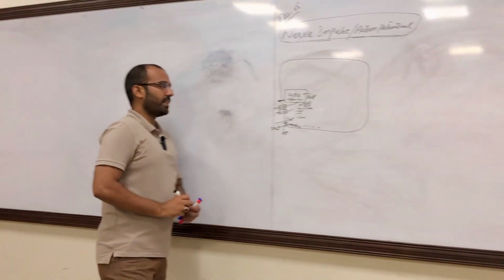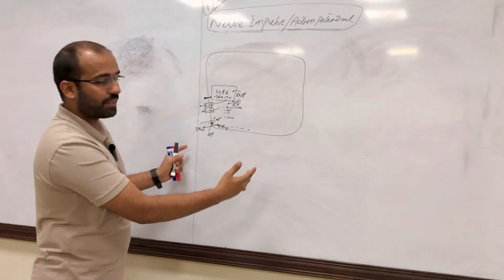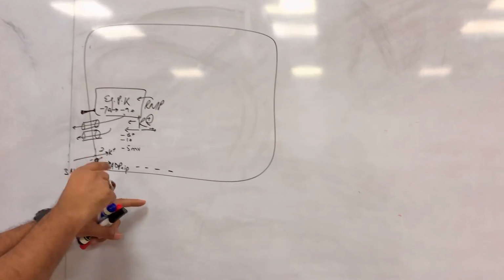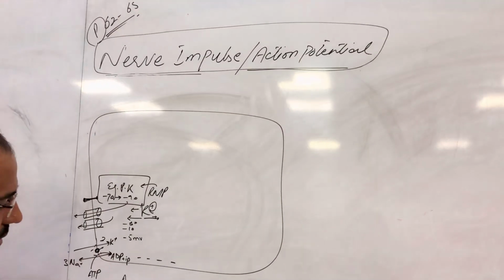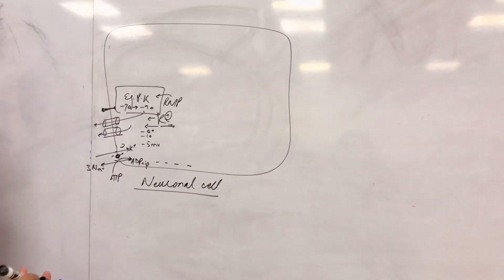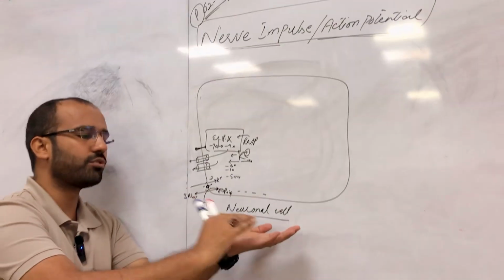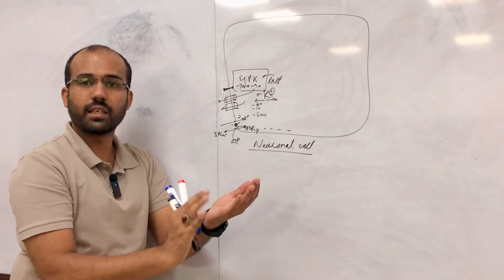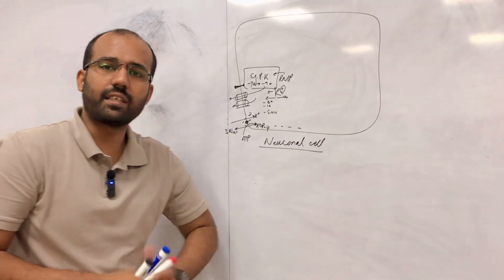Now, this is the resting state, this is the resting cell. We have to convert this cell into the action potential. How? Just suppose this is the neuronal cell, the nerve cell, and this is at resting. Resting means there is no stimulus approaching the cell. A stimulus can be external or internal, but just suppose this is the neuronal cell in the resting state.